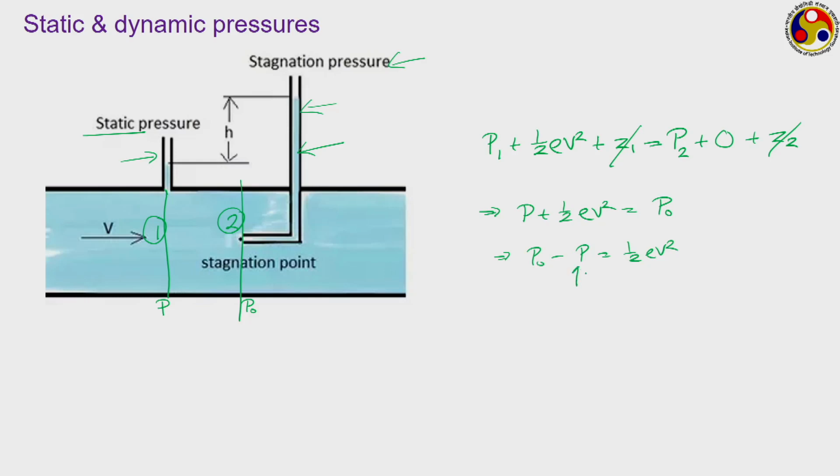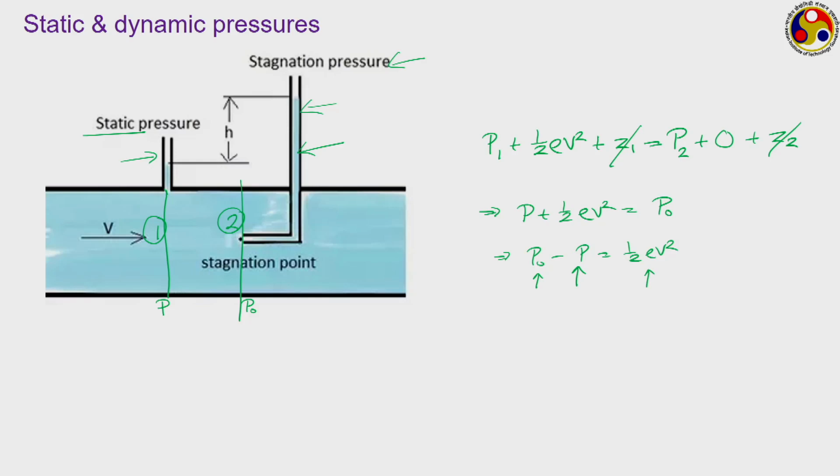So, this P is the static pressure, P naught is called the stagnation pressure, and this is often called the dynamic pressure, that is the kinetic head or the pressure gained because of the conversion of kinetic energy to pressure energy. This is called the dynamic pressure. In fluid mechanics, we can easily measure both the static pressure and the stagnation pressure. However, we can't evaluate dynamic pressure directly; rather, we go for both static and stagnation pressure measurement, and from there we can calculate the dynamic pressure as their difference.